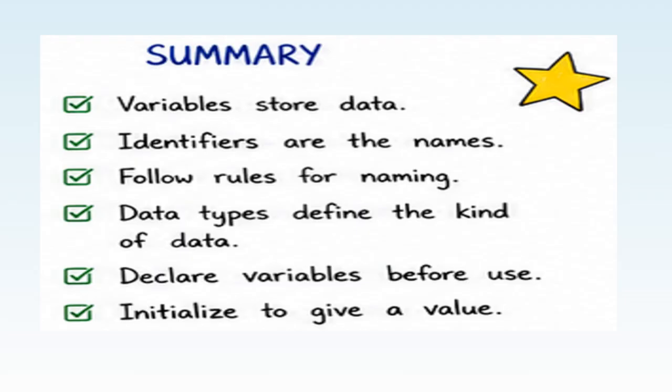The most common data types are int, float, double, char, and bool. Before using a variable, it must first be declared. It is also good practice to initialize the variable by assigning it a value when it is created. Understanding variables, identifiers, and data types is an important step because almost every C++ program you write will use these concepts. In the next lesson, we'll continue building our programming skills by exploring another fundamental concept in C++.